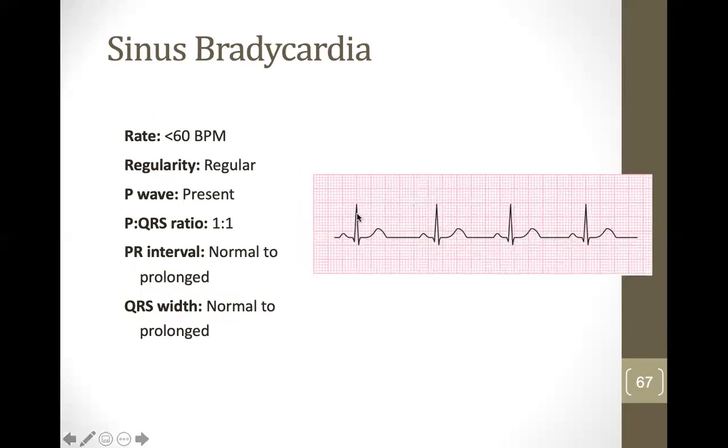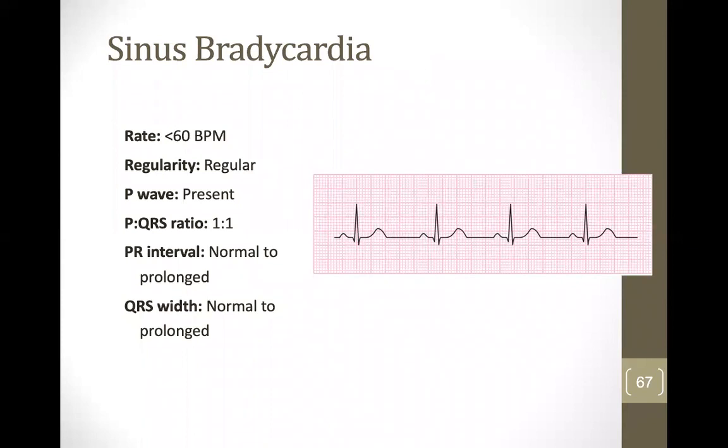Now, when we look at this one, the rate here would be 300, 150, 100, 75, 60. That would be 50. So we're right around 54 beats per minute. So this would be 54 beats per minute. Please keep in mind, you don't need to know how to calculate that out. I'm just letting you know what the rate would be. It would be around 50 beats per minute.